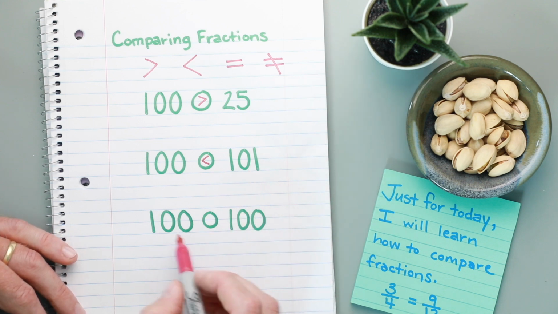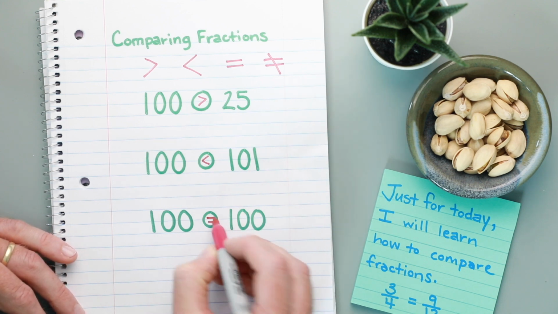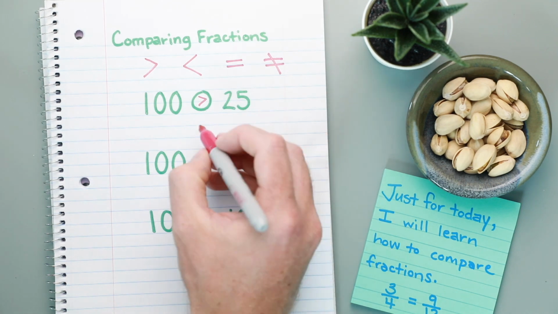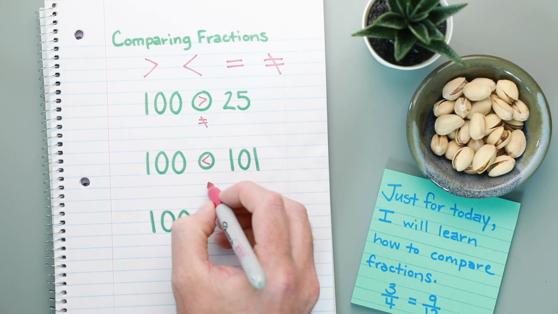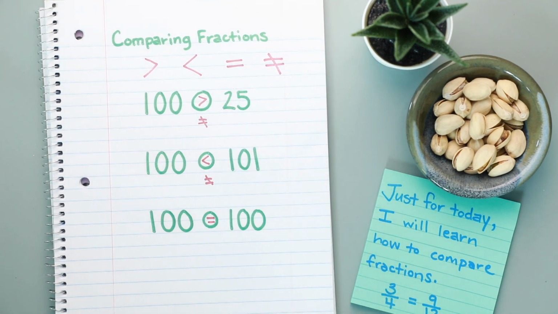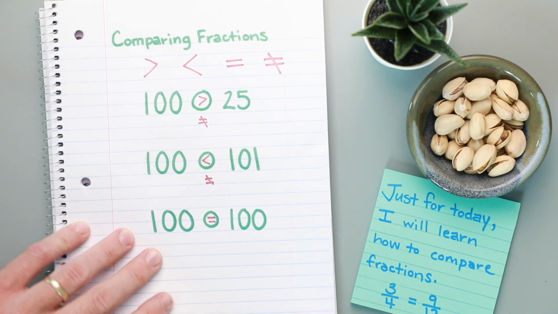And finally, we have 100 is equal to 100. Now, we could have the symbol for each one of these to be simply not equal. But we want to be a little bit more specific and say which one is greater and which one is less than. Now that we've got that, it's time for us to start comparing some fractions.